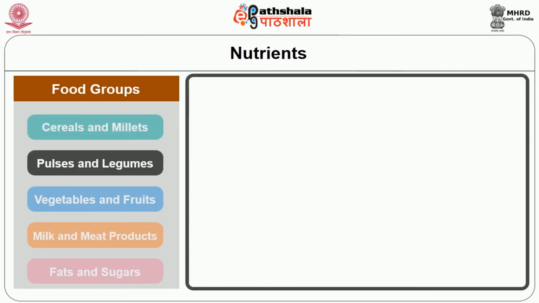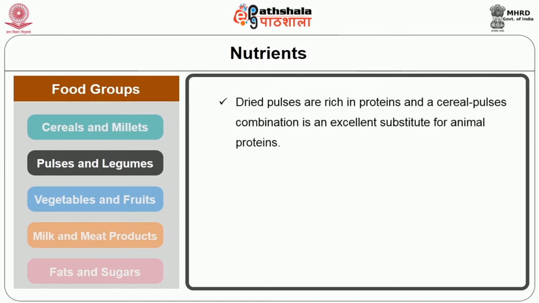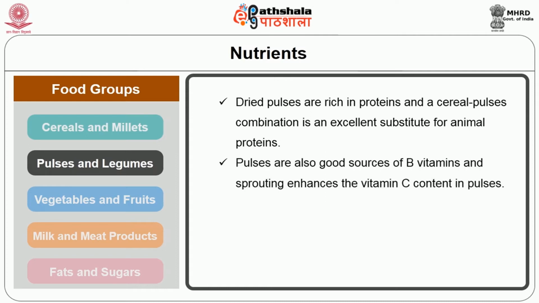Now the second food group is pulses and legumes. Pulses, especially the dried pulses, are rich in proteins, and a cereal pulse combination is an excellent substitute for animal proteins. Pulses are also good sources of B vitamins, and the sprouting process increases the vitamin C content in pulses and also removes the toxic substances present in pulses.